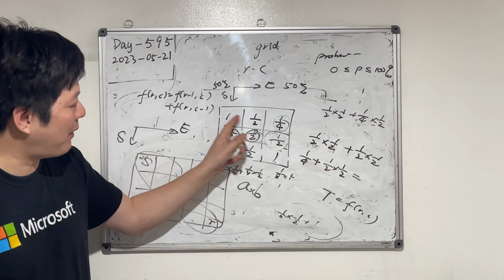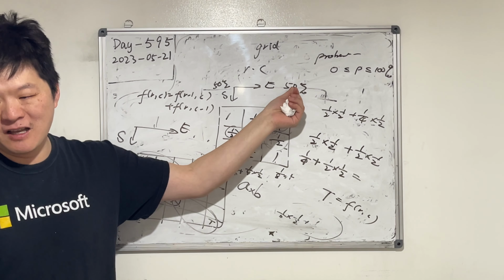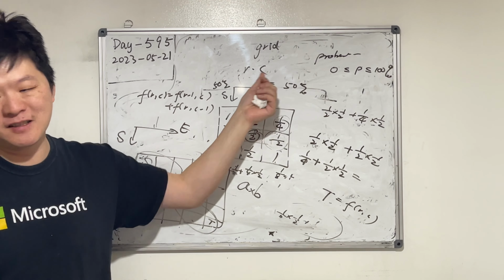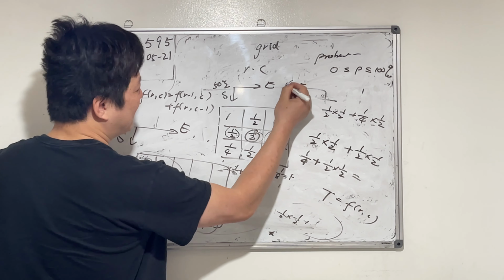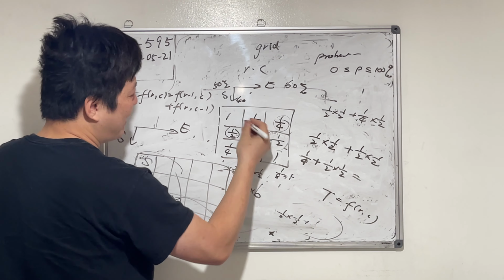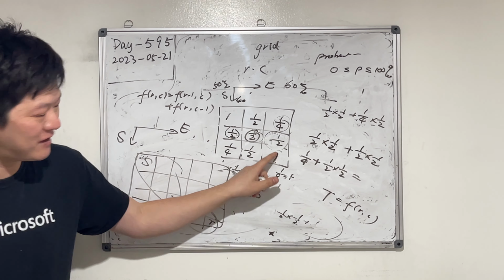Previously I said this probability is 50%, right? If it's not 50%, we can still do it. For example, if it's 60% going right and 40% going down, then we can adjust the value, and this is still 100%.